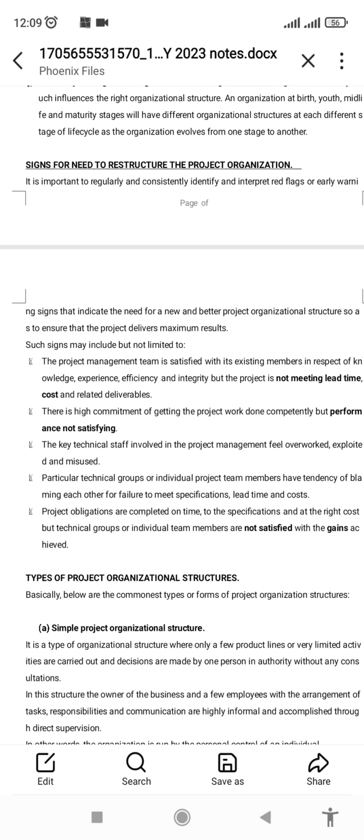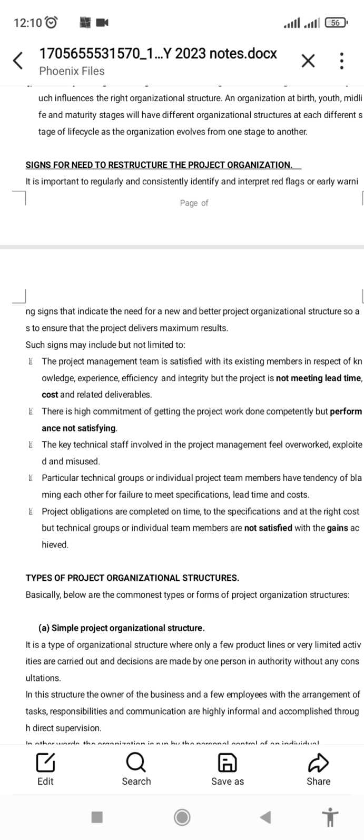Then after initiation, we go to planning. Planning is our stage number 2. In planning, the project manager and team define the strategy and purpose behind the project scope. Then thereafter, execution, whereby the project team members are assigned their tasks and responsibilities.